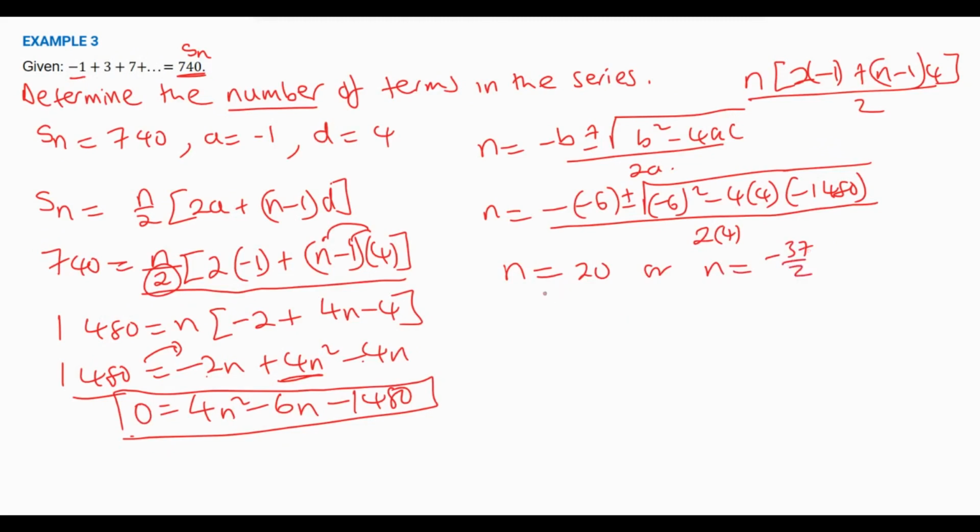Remember, n is the number of terms, so n is a natural number, or you can say it's a positive integer. So this is not applicable. Therefore, n is equal to 20, right?